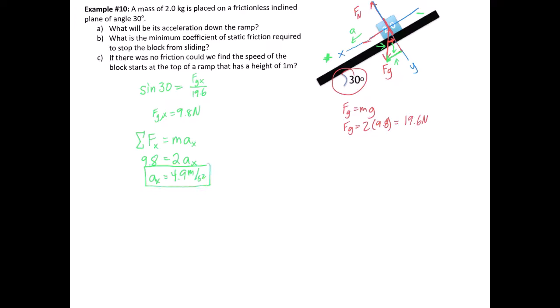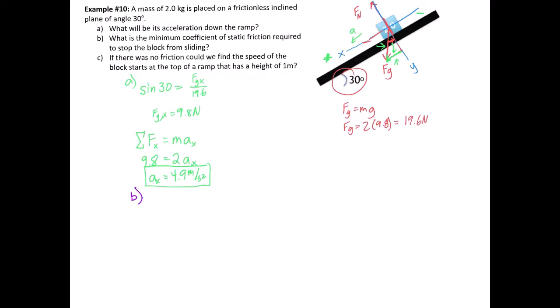We just calculated the acceleration using Newton's laws. Okay, now that was part A. Part B now says, now hang on a second, no friction is not very realistic. So what is the minimum coefficient of static friction that's required to stop the block from sliding?